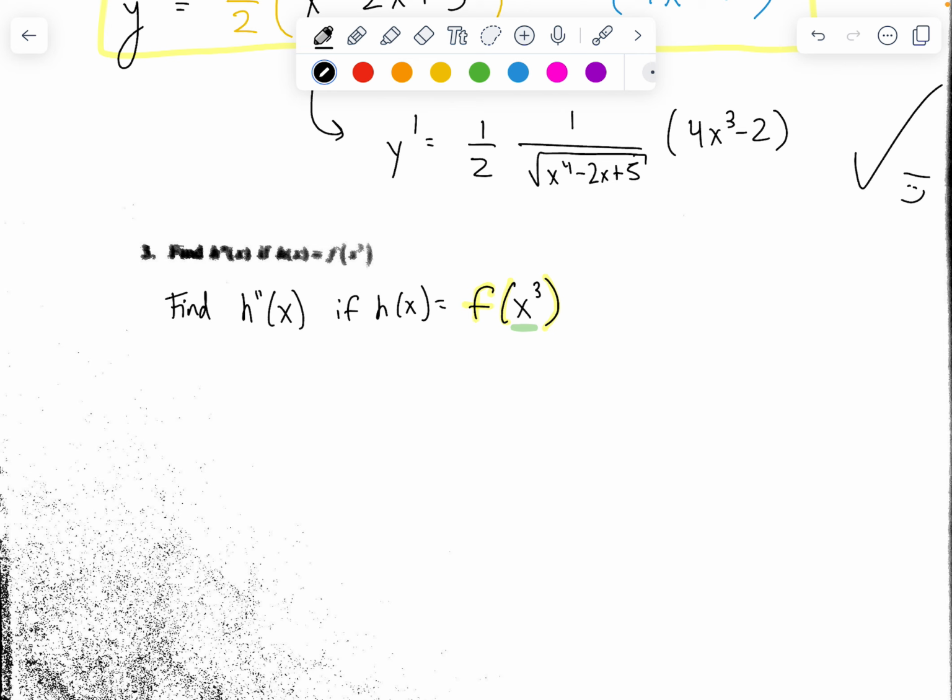h prime of x is now going to be the derivative of this first example. That's the original function, so let's take the derivative. Conceptually, we have to take the derivative of f, so that's f prime, of the stuff inside, that original stuff. So we're just taking the derivative of the outside times the derivative of the inside, which would be 3x squared. Absolutely beautiful. That's the first derivative. So it's the derivative of the outside with what's inside times the derivative of the inside.